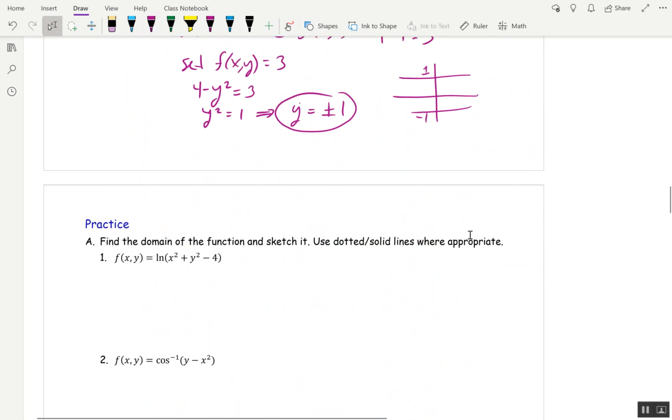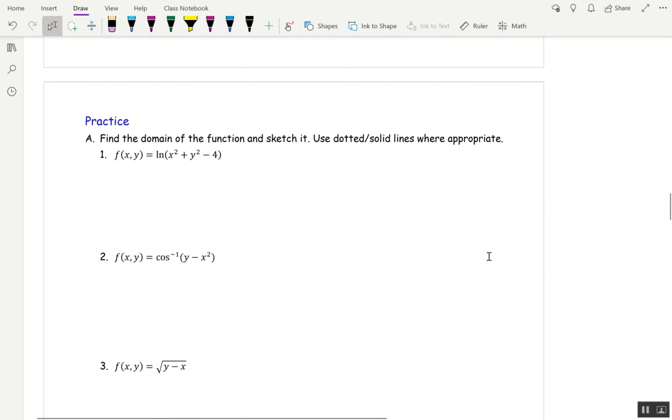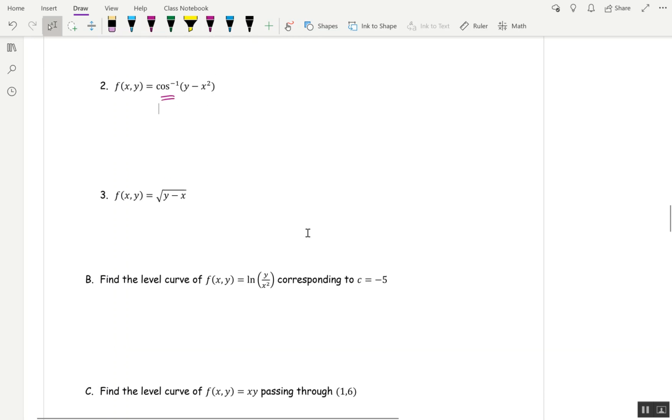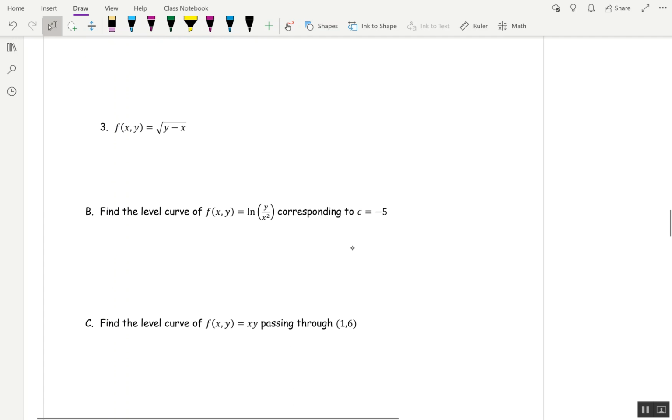Got some practice problems here. Find the domain and sketch it. Use dotted lines or solid lines where appropriate. Got a nice inverse function there for you. And then here I ask you to find a level curve corresponding to a C. And then this last one, I ask you to find another level curve, but this time I give you the point, so you have to first find C, then find the level curve.